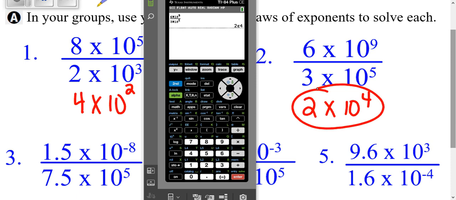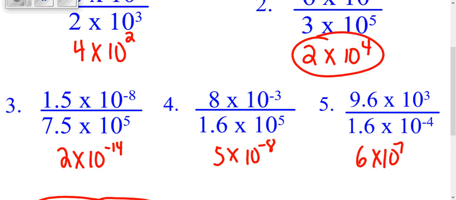All right, so press pause right now, and we'll be back with all of the answers so you can check. Pause, please. Now. All right, so number 3 is 2 times 10 to the negative 14th. Using the calculator, 5 times 10 to the negative 8th is number 4, and number 5 is 6 times 10 to the 7th.